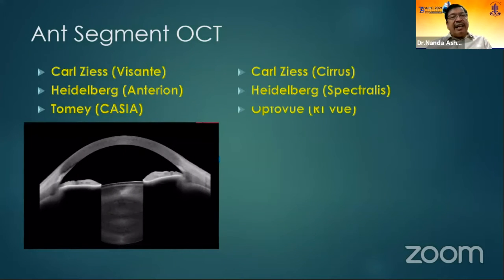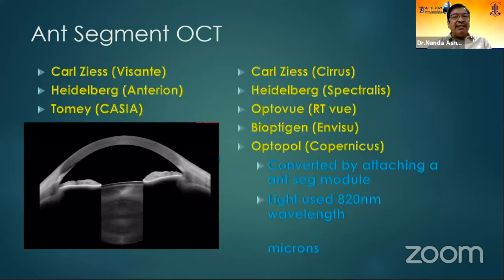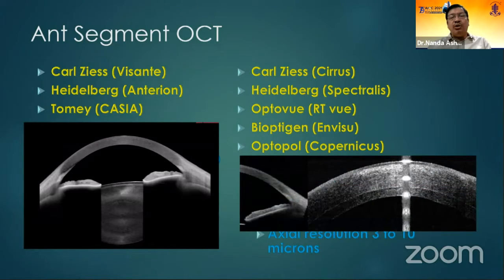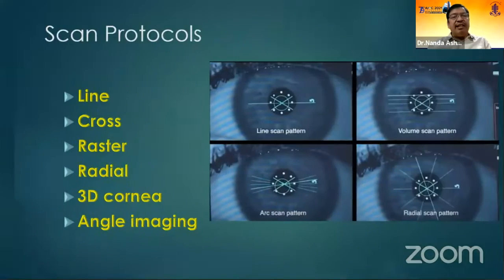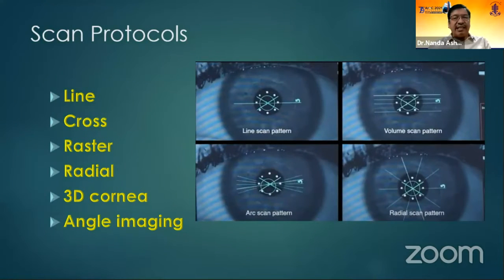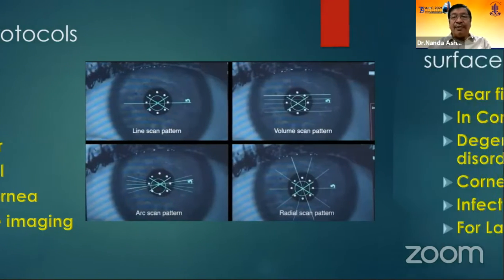There are certain dedicated anterior segment OCTs from Carl Zeiss, Heidelberg, and Tomey, but most of the other OCTs can be converted to an anterior segment OCT by attaching an anterior segment module to give the imaging from the anterior segment. There are various scan protocols. I don't think it is necessary to continue that.